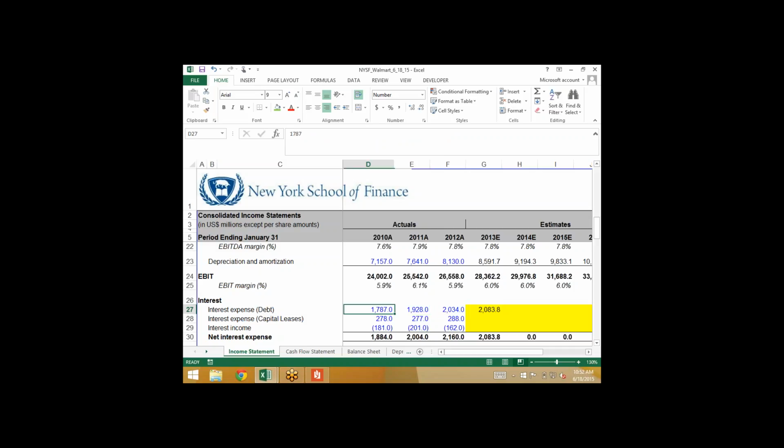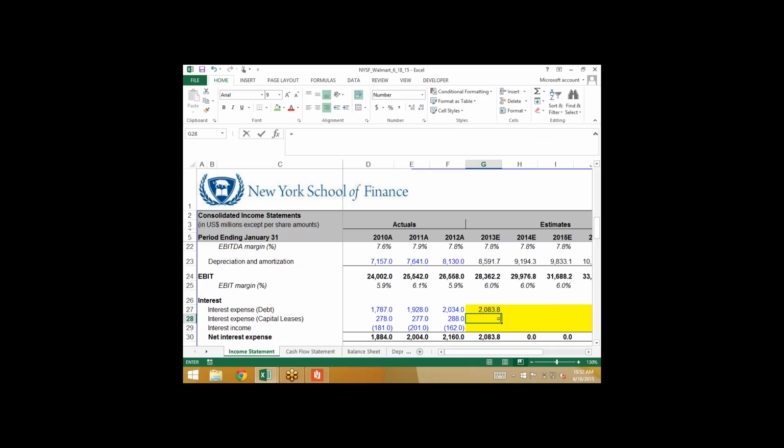Notice this falls in line, our 2083. Even though the varied ways that we've calculated the percentages, this makes sense. If this were to be cut in half or jump dramatically, yet your debt balances didn't, there's something wrong with your interest expense, your interest rates. Good check.